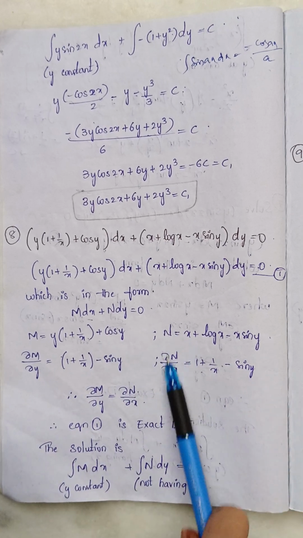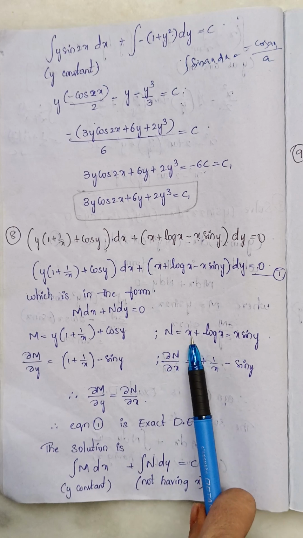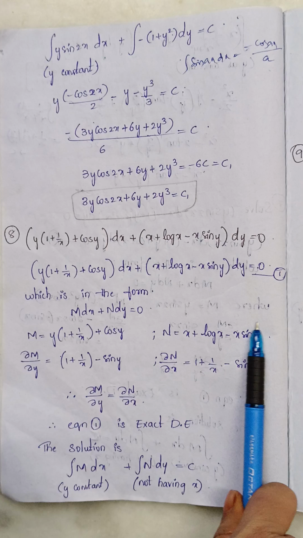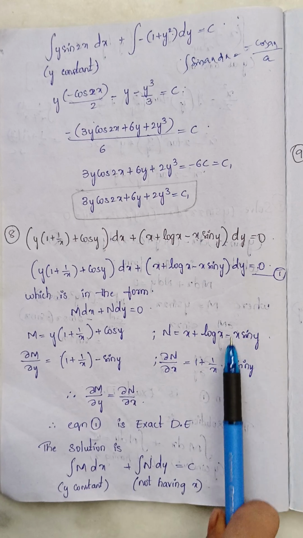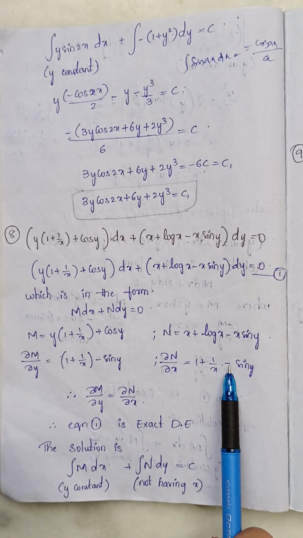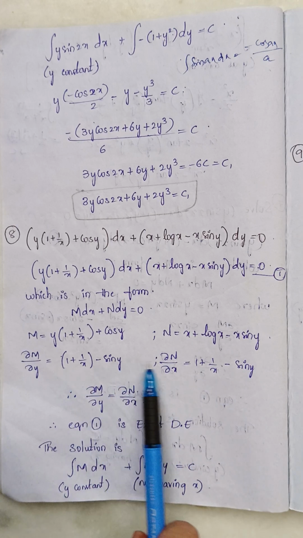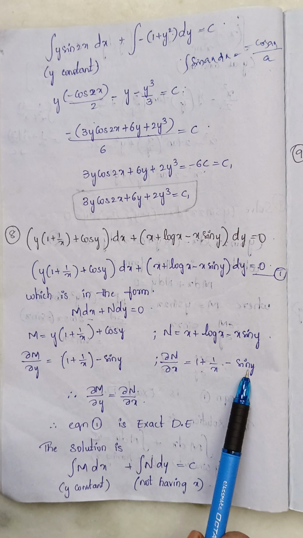Now dou n by dou x. With respect to x, the derivative of x is 1, and the derivative of log x is 1 by x. With respect to x, sin y is constant and stays as it is, and the x derivative is 1, so 1 into sin y is sin y. Here both are the same or not? Yes: 1 plus 1 by x minus sin y.